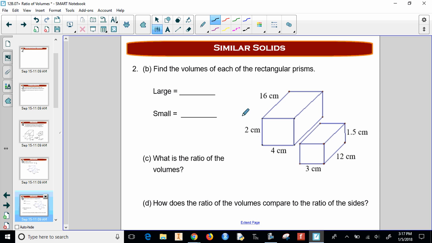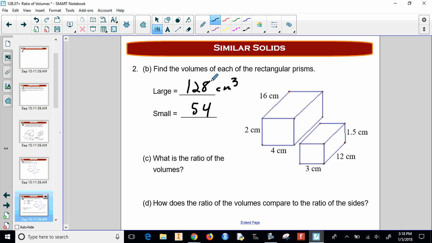Now, once we have that, we want to find the volumes of the bigger one. So that's going to be 8 times 16. 8 times 16 is 128 centimeters cubed. And this bottom one is 3 times 12 for a base, and then multiply times 1.5. I get 54.